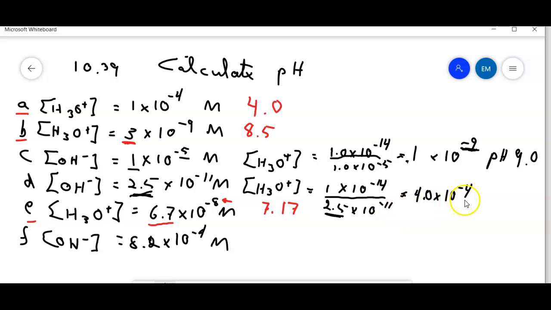Then you take a logarithm of that, you get minus 3.39 something, and then you take the negative, and you end up with 3.397 something. But you had these two things here, so you're going to have two numbers after the decimal point, so you're going to have 3.40. That should be the pH. And then we've already calculated this one. Now we have the 8.2 times 10 to the minus 4th.